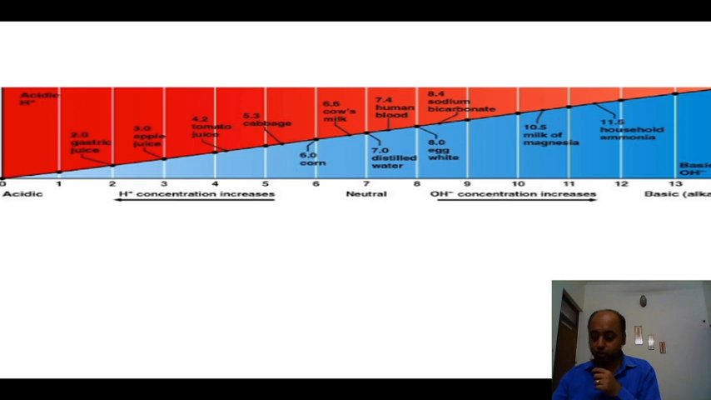This is just showing the example where most of the foods you can see. This is the cow milk, pH 6.6. Corn, we are very fond of that sweet boiled corn, pH 6. Cabbage, pH 5.3. Tomato juice, pH 4.2. Apple juice, pH 3. Gastric juice as well as a can of cola, Pepsi, Sprite, Thumbs Up, Coke, pH value 2.